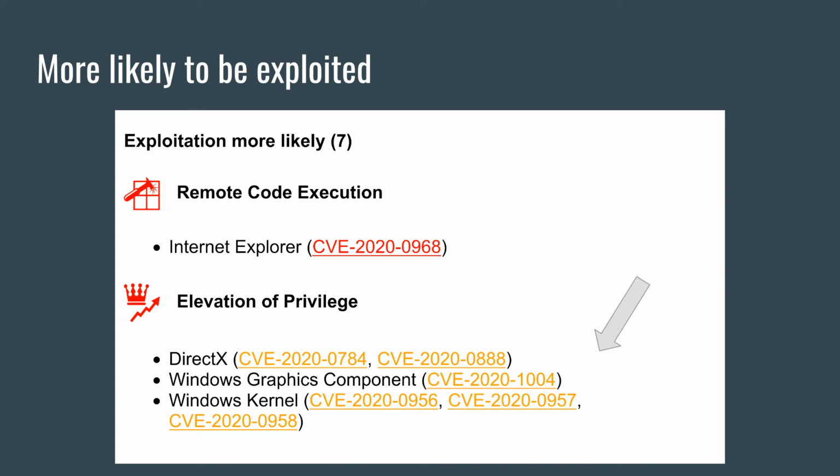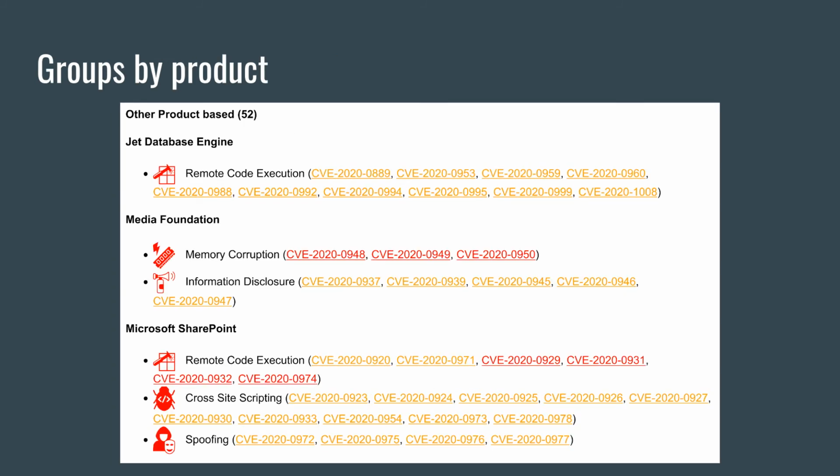Other more likely to be exploited vulnerabilities are elevation of privilege in DirectX, Windows graphic component, and Windows kernel. Not much information is available for them. Quote, an attacker could exploit this vulnerability by running a specially crafted application to take control over the affected system. What about other 103 vulnerabilities that are less likely to be exploited, according to Microsoft? I made groups for products with more than 5 vulnerabilities.